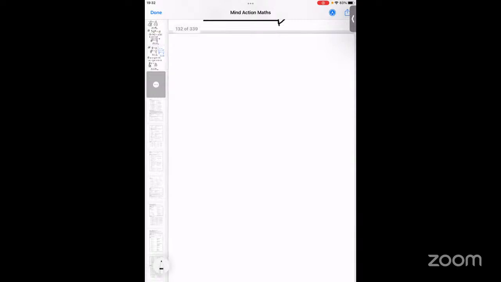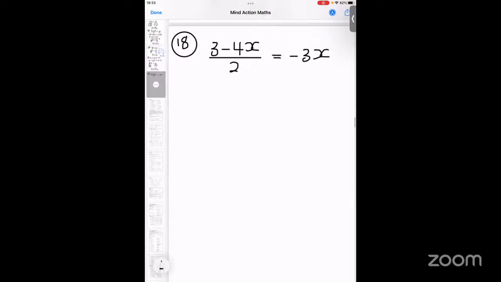I'm going to give you this one to try very quickly. Work it out, take photos and send to me via WhatsApp inbox. So we have 3 minus 4x over 2, and this equals negative 3x. Can you guys see that one over there? Yes, sir.